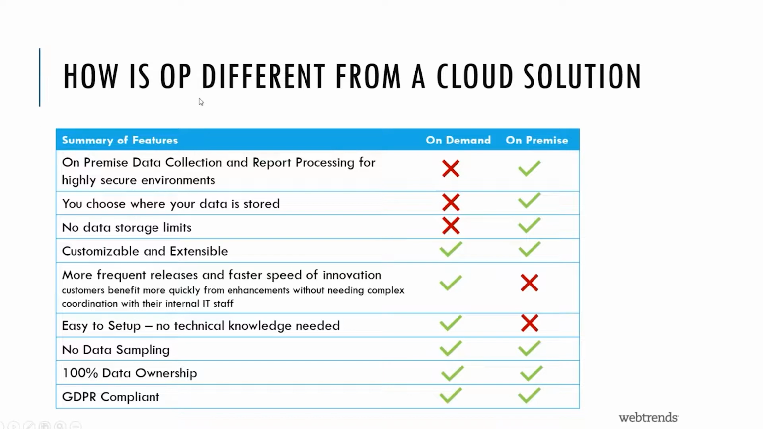So how does the on-prem version differ from a cloud solution? So the key benefit of on-premise is that you have control over where your data is stored. So Webtrends on-prem is ideal for financial institutions, healthcare providers, government agencies, or really any field mandated by law to secure and maintain your information at their own facility.